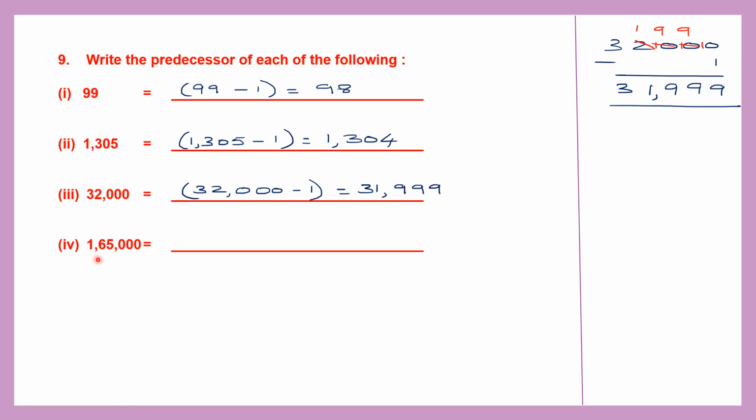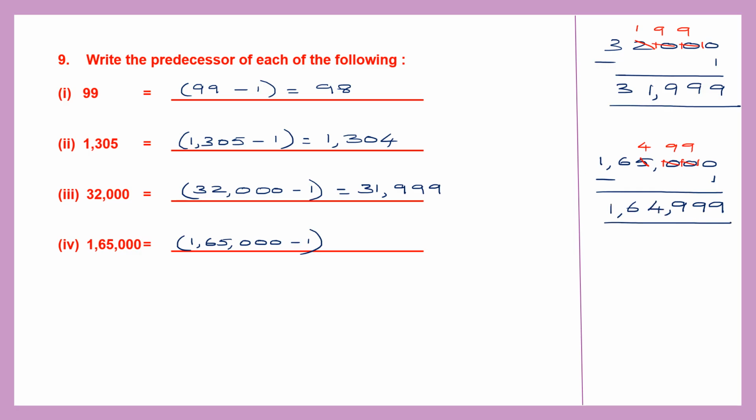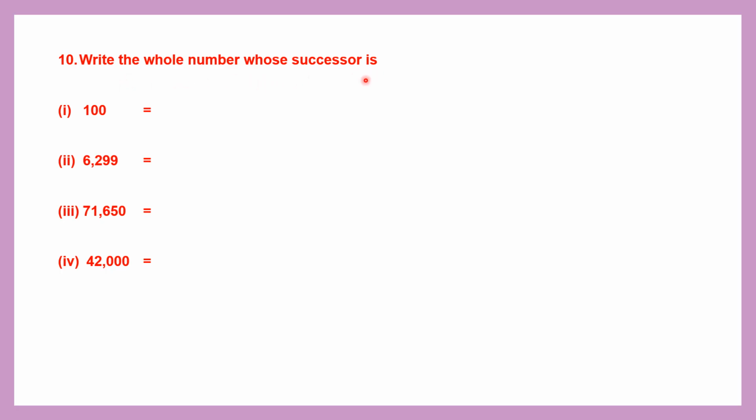Similarly, the next number is 1,65,000. It's ending in zeros. So we can do the same thing. So let's do that. 1,65,000 minus 1 will give us the predecessor. So let's take 1,65,000 and subtract 1 from this. Again, we need to borrow from 5. So 5 becomes 4, 10, 9. Again, 10 and 9. And this is 10. Now, 10 minus 1 is 9. Then 9, 9. Then we have 4, 6 and 1. 1,64,999. 1,64,999 is the predecessor of 1,65,000.